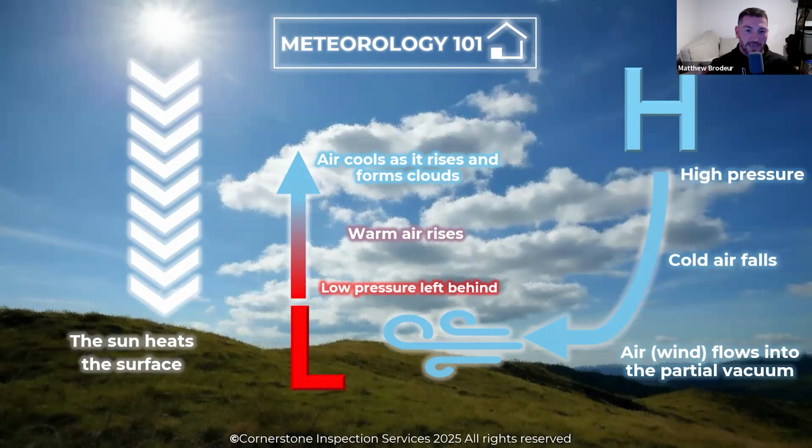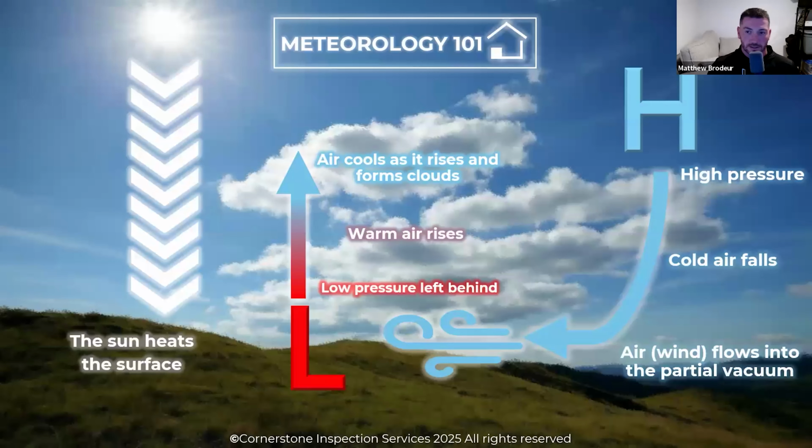So the warm air sort of vacates that area and leaves a bit of a vacuum. Again, it's not a forcible vacuum where you're going to get crushed by standing there, but it happens sort of progressively where the sun heats the surface, that rises, the air flows into the partial vacuum.